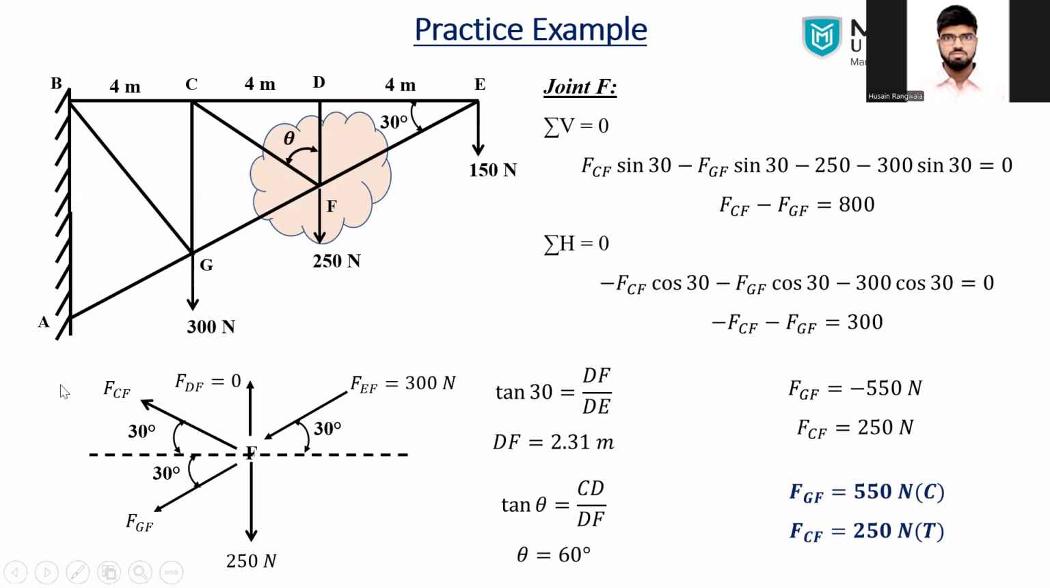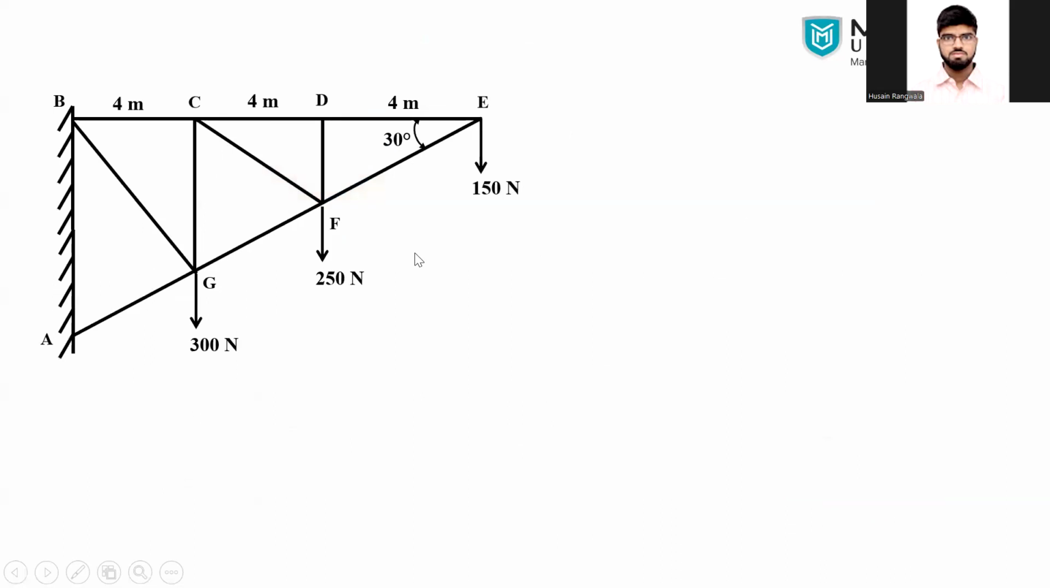Next, we are moving to joint G. Can we move to joint G? No. Why? Because there are still three unknowns: AG, BG, and CG, right? So there is only one way, we have to go to joint C. Let's focus on joint C. How many forces can we see? There are four forces. Out of that, two are known and two are unknown.